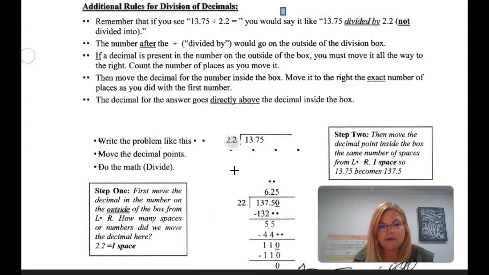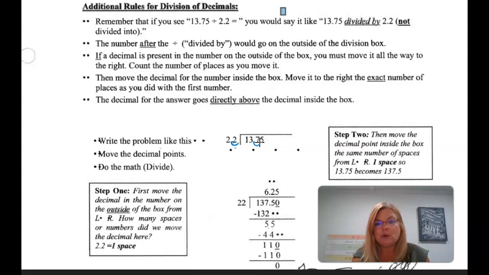So if we take it and we move it here to the outside, we want to do the same here. So this is where our decimal is now going to be. So we move that over, and it was only one space, as this says down here. We only moved it one space here, so we only had to move the decimal one space there. So that's the first step. After you set up the problem, you move the decimal points and you make sure that you move it on both sides. So hopefully that is making sense.